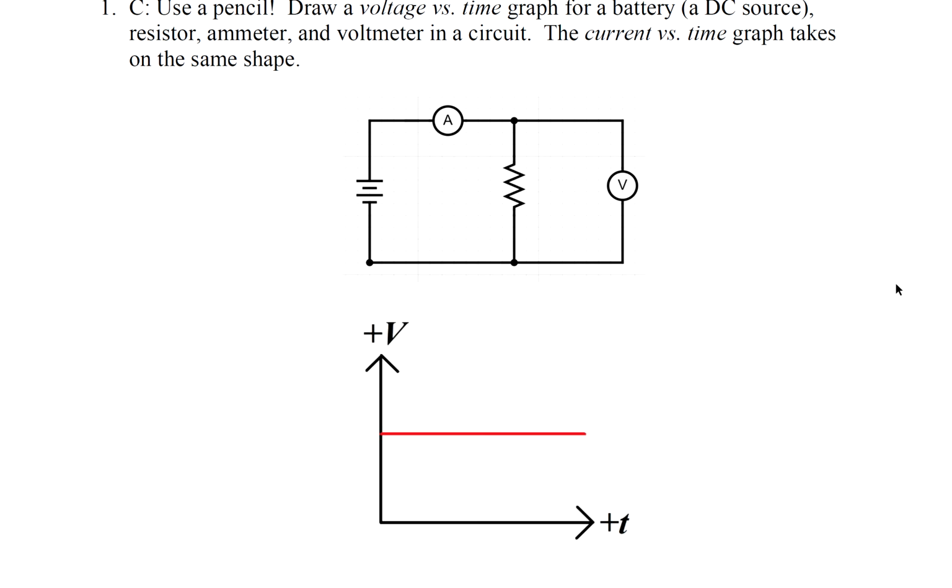So you see here, the voltage from the voltmeter is going to increase and then decrease to 0, then increase in the negative direction, then decrease to 0, then increase positively, then decrease to 0. Once again, it just repeats. So it's like a sine curve, like a sine wave. Once again, the current versus time graph takes on the same shape.